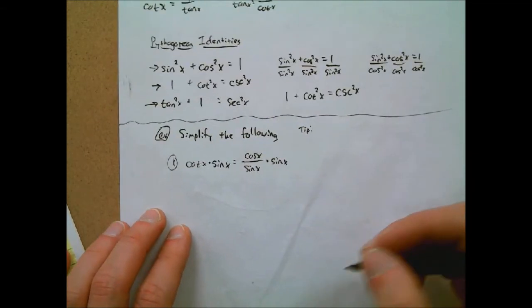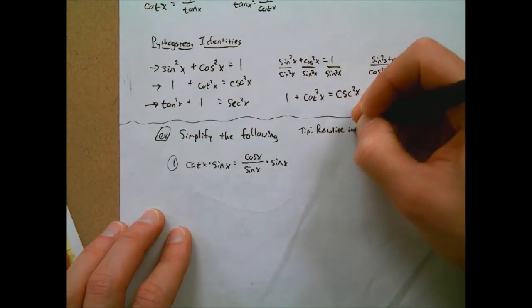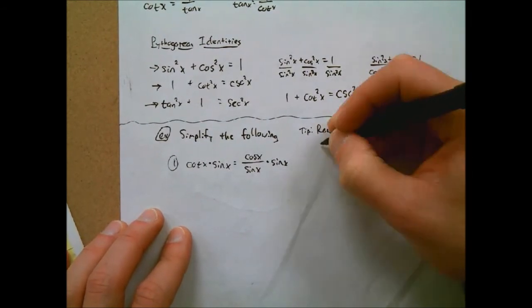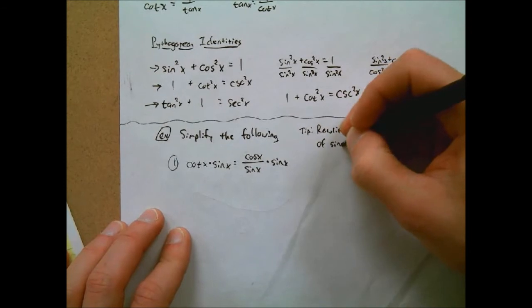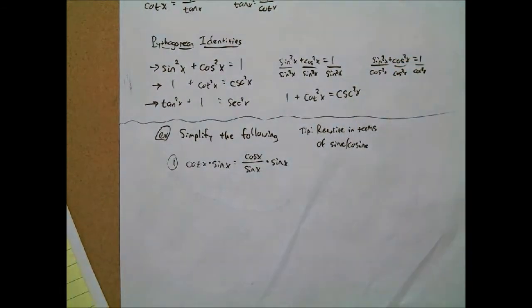Rewrite in terms of sine and cosine. It's not always necessary to do this, but if you find yourself stuck, that's a good strategy to use, because every trig function can be rewritten in terms of sine and cosine. And why is it important to rewrite it all in terms of the same thing? Because you need like terms to cancel, right? So rewrite everything in terms of one thing here.